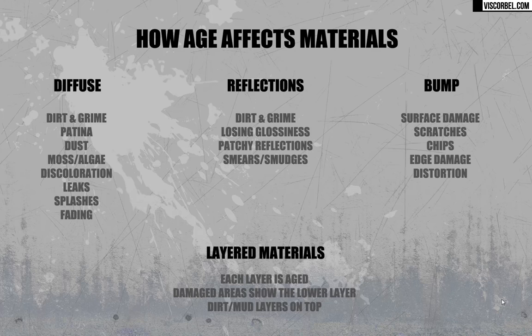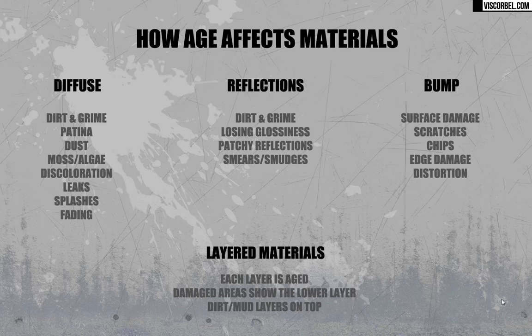The diffuse can get dirty, it can have some grime on it, it can develop some patina in occluded areas, it can get some dust settling on top of the object. There can also be some green growth on the areas of the object that are exposed to rain or water. So you can also get some discolorations either from sun or from water. You can get some leaks coming from the top, some splashes coming from the bottom, and some fading of the color from the UV rays.